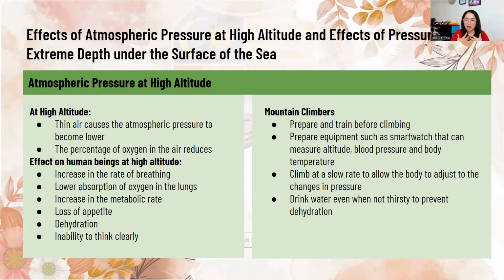Then you will be huffing and puffing. So that's your metabolic rate is high. So that's almost the same situation. And at the same time, you will lose appetite, and then you will have dehydration and also inability to think clearly. Why? Because you don't have sufficient oxygen. That's why you cannot think clearly. Okay, so that's what happens to you when you are at a high altitude.